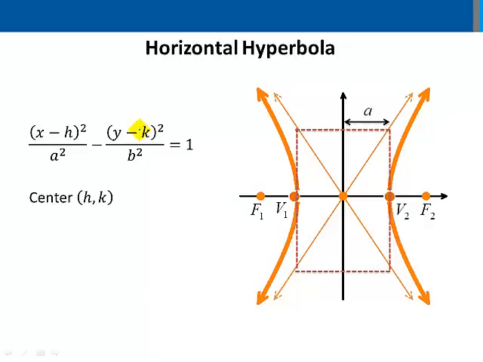A is the horizontal distance from the center to each vertex. C is the distance from the center to each focus. B is the vertical distance from the vertex to the corners of a box that we will use in graphing the hyperbola. The asymptotes will pass through the center and through the corners of this box. Note that b squared equals c squared minus a squared for all hyperbolas.